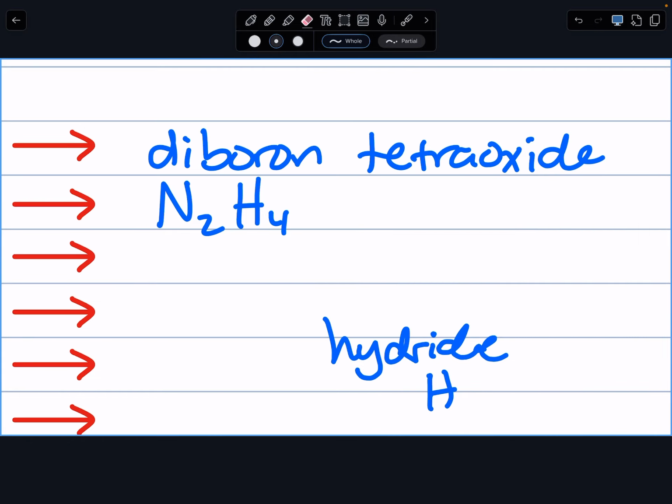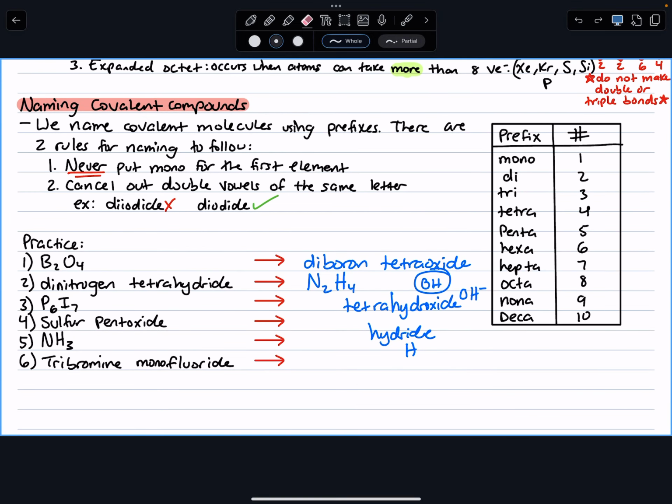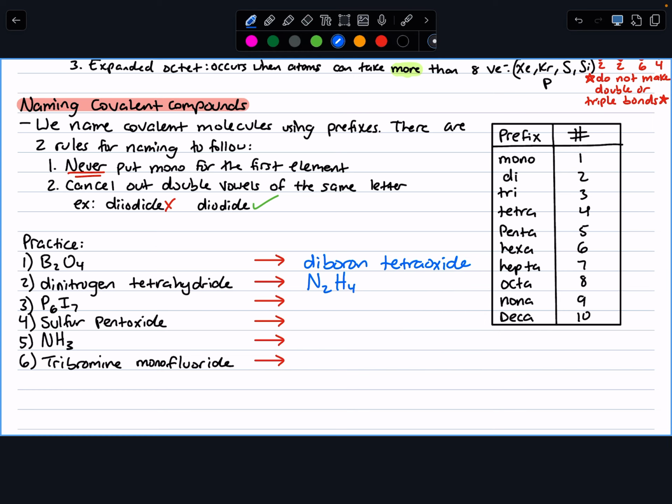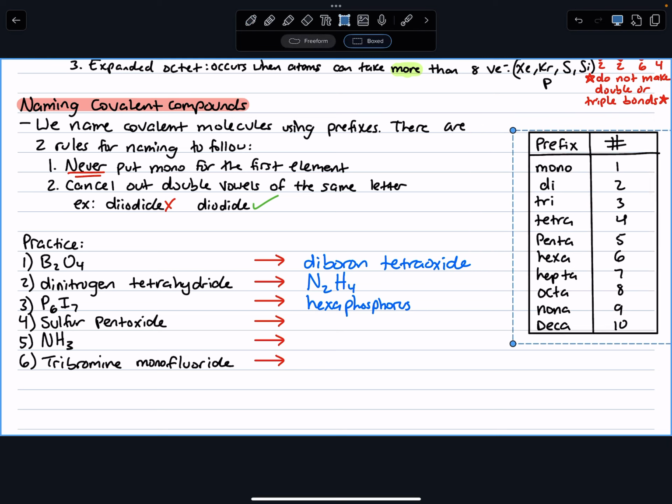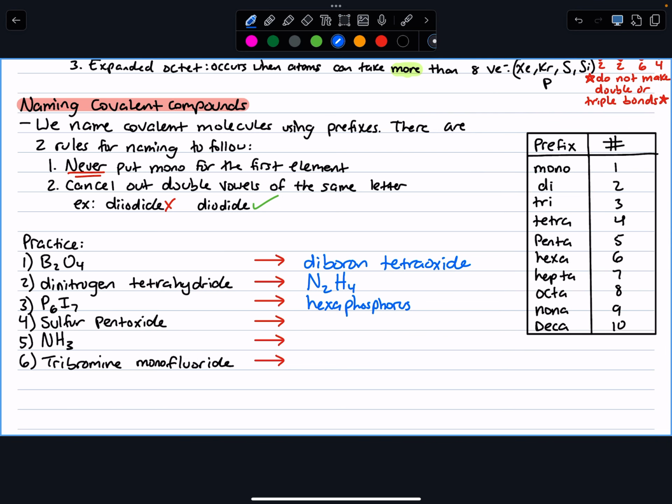Okay, number 3. P6I7. What's P? So I'm gonna put phosphorus, but how many phosphorus do I have? So what's the prefix for 6? So hexaphosphorus. Okay, and then I7. What's 7? Hepta, and what's I? Iodine. So heptaiodide. Okay? Ooh, I should have added another rule actually.